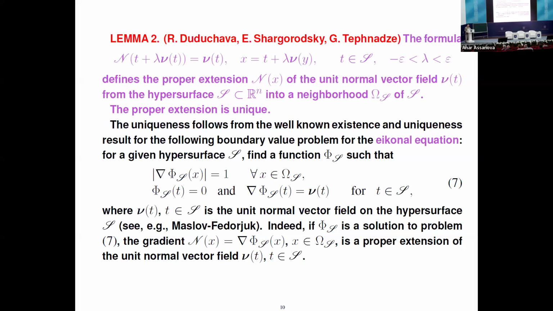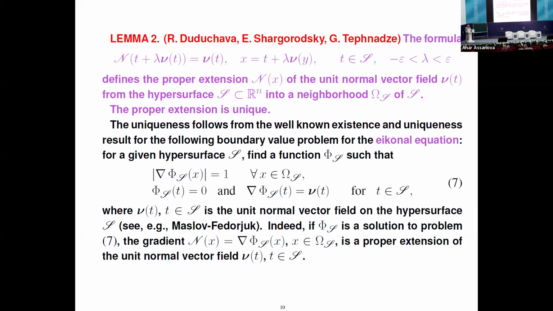There exist examples when such an extension turns out to be not a normal vector field. But this is bad news, and the good news is the following lemma, which we proved together with my colleagues, Eugene Shargorodsky and George Tepnadze. We have a normal vector, and we slide our normal vector in the normal direction. So we get a normal vector field in the neighborhood. And this is the proper extension. Maybe it seems strange, but such an extension is unique. There is no other proper extension of the normal vector field. Only this extension is normal.